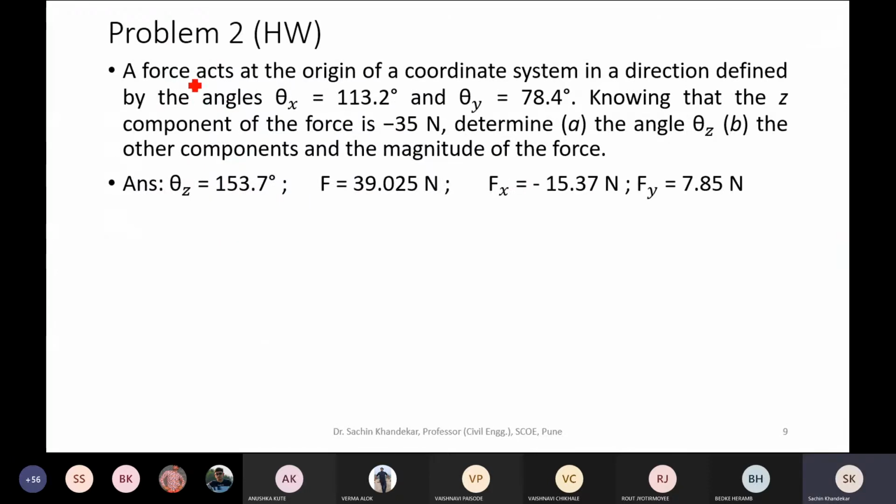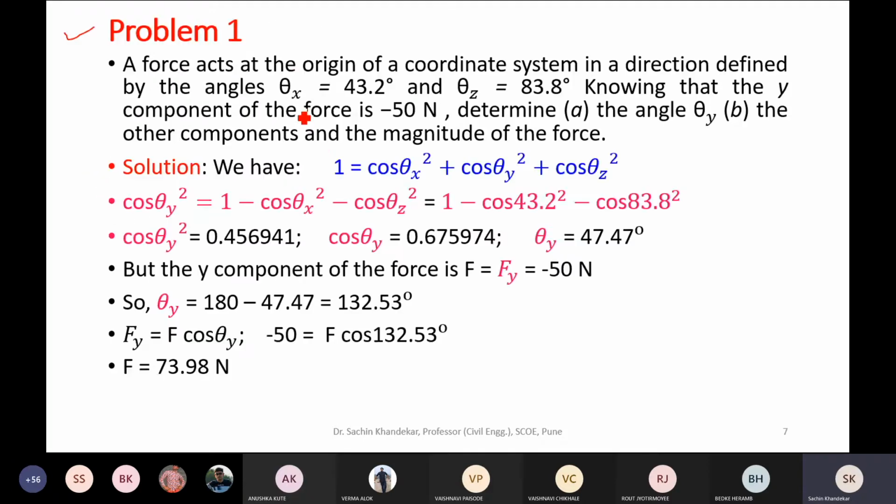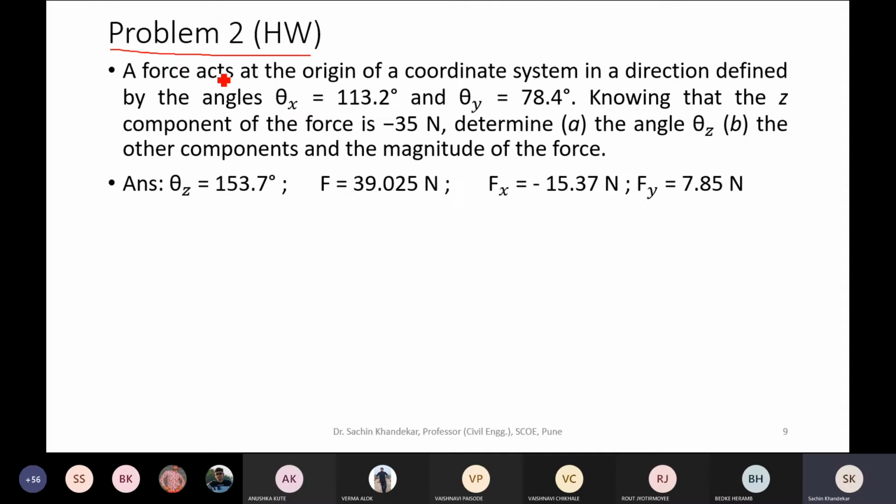Now I am giving this problem number 2 for homework. Please try to solve this problem on similar lines to how we solved problem number 1. Anyhow, I am going to share all these PPTs with you. Till then, just take a screenshot of this screen, slide number 9, and try to solve this problem.